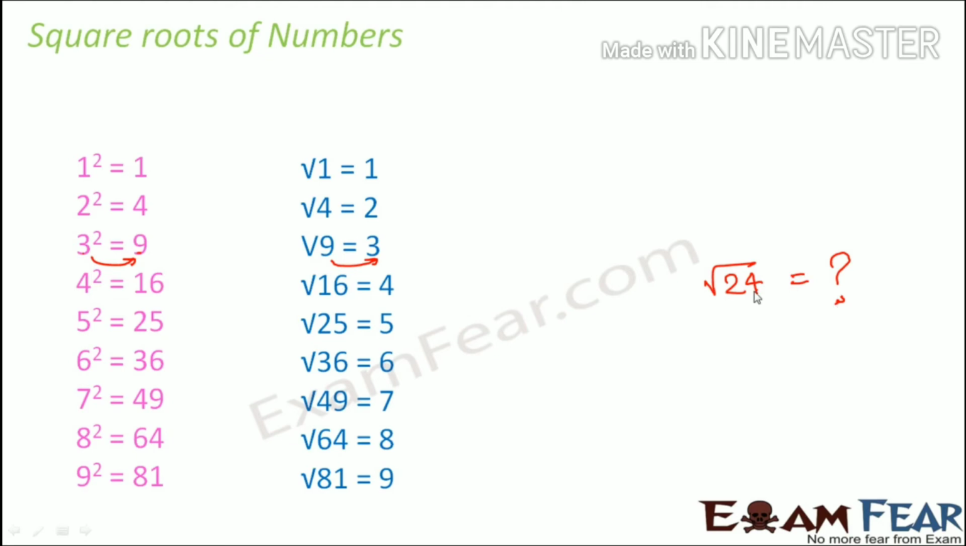There is no such number which when multiplied by itself gives 24. So you cannot get the value of root 24 as a whole number, even if you try to find it out. So for root 35, you will not be able to get a whole number. So yes, when we are talking about the basics of square root, we will right now deal with the perfect squares.